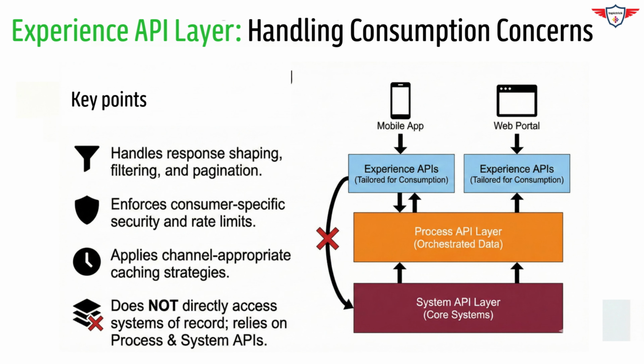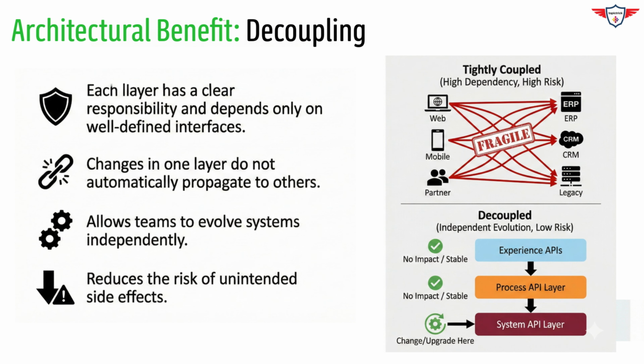Importantly, Experience APIs do not directly access systems of record. They rely on process and system APIs beneath them. This ensures consistent business logic and data integrity across all channels. The layered nature of API-led connectivity provides several architectural benefits. One of the most important is decoupling. Each layer has a clear responsibility and depends only on well-defined interfaces. Changes in one layer do not automatically propagate to others. This allows teams to evolve systems independently and reduce the risk of unintended side effects.